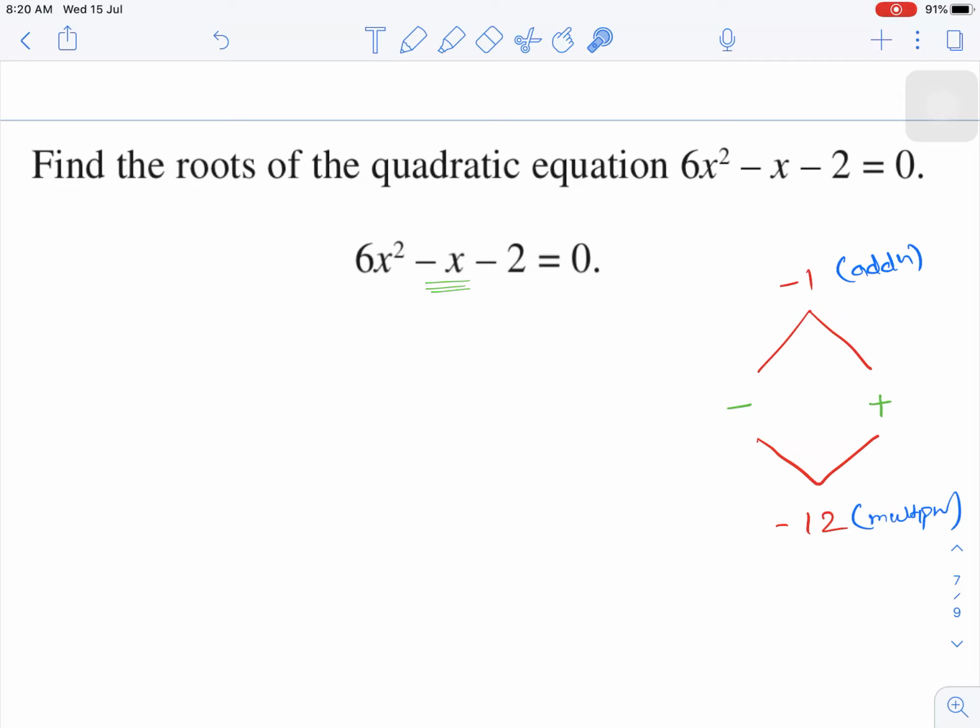Okay, so I'm writing here minus 4 plus 3. Okay, now verify it. If we add these two you get minus 1. If we multiply these two you will get minus 12.